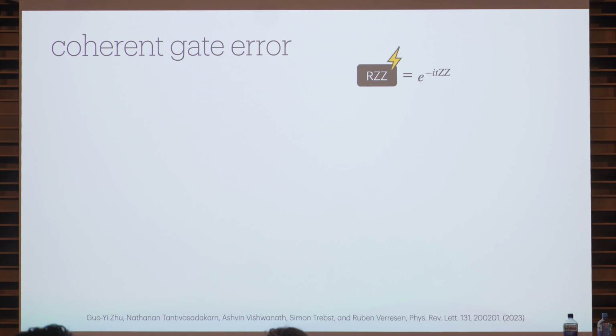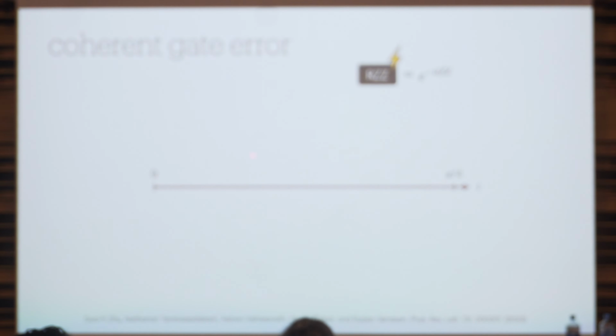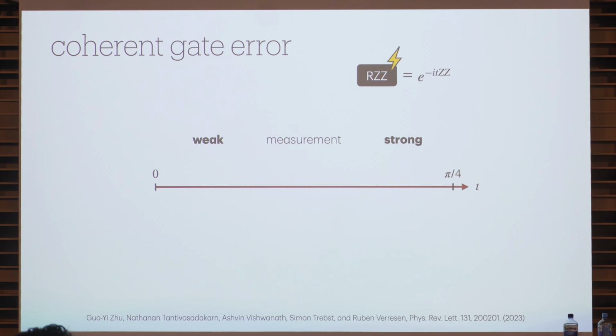As I told you before, we take this pi over 4 and we now allow it to take different values. So our parameter t goes from 0 to pi over 4. With that, we go from weak to strong measurement. Remember that this gate is what couples the system qubits to the auxiliary qubits. Measuring the auxiliary qubits then results in weakly or strongly measuring the system qubits, depending on how strong the coupling between the qubits was in the first place.